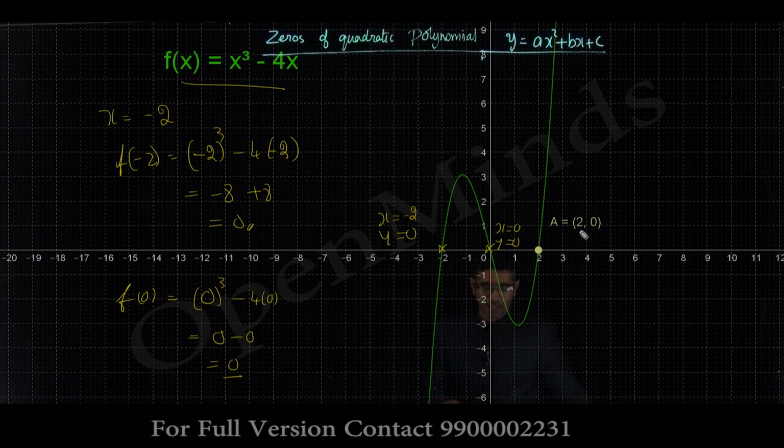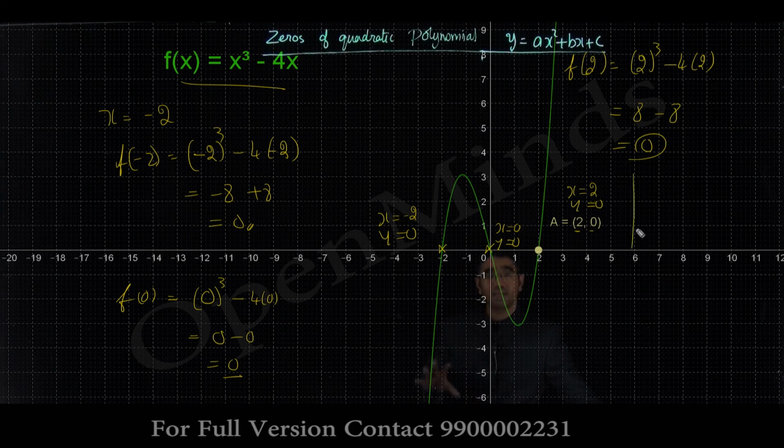Now what about this point? This point again, when x is 2, y is 0. Let's check it out. So I can take f of 2 in this case. Now I can see that this is 2 the whole cube minus 4 times 2. So what's happening, guys? I can see that is 8 minus 8, and you do get a 0. Now I can say that at this point when x is 2, y is again 0.